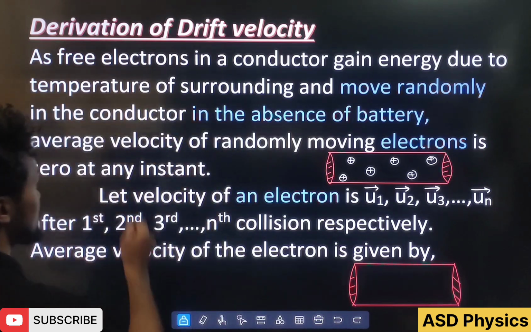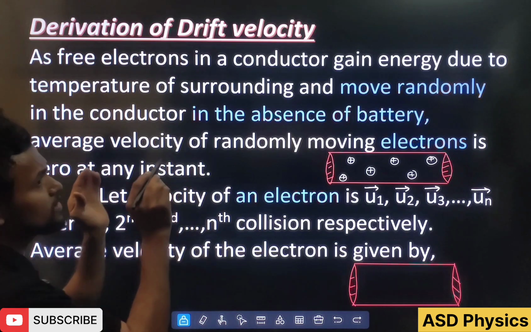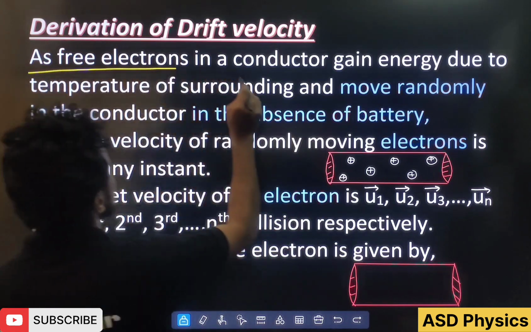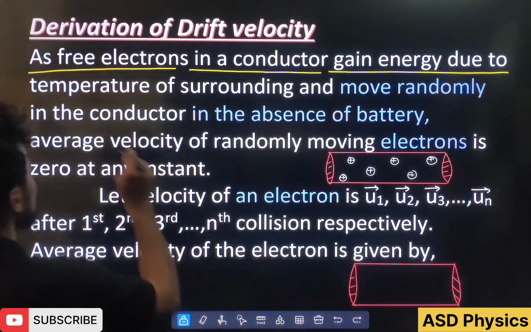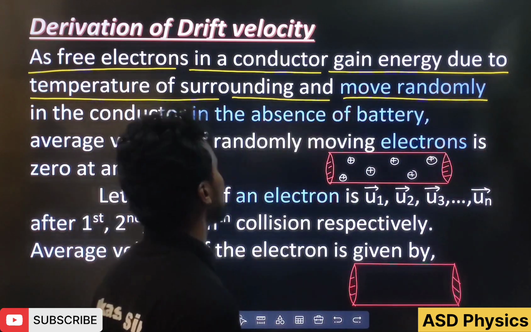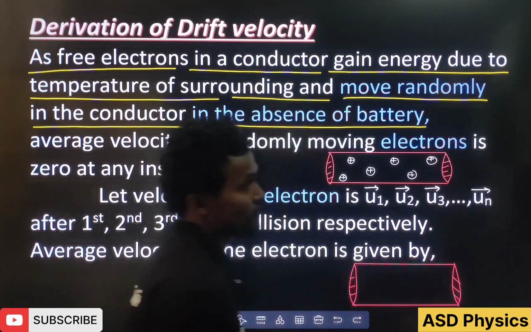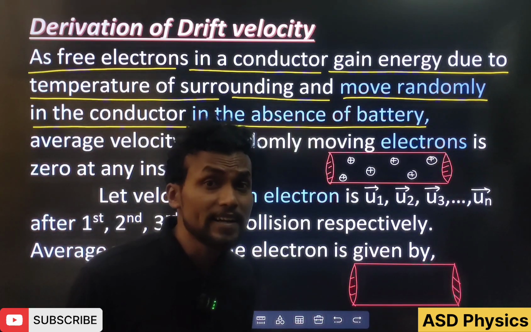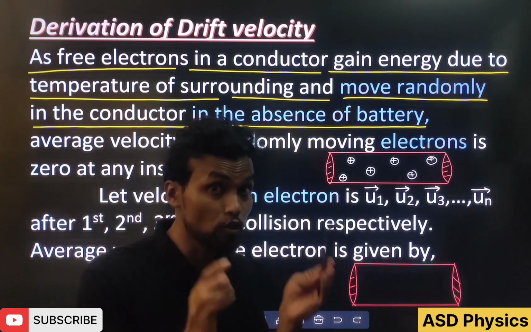See here students, under the derivation of the drift velocity, first we are going to see the case when the conductor is not connected to a battery. Free electrons in a conductor gain energy due to the temperature of the surroundings and move randomly in the conductor in the absence of a battery. Again I am telling you, when this conductor is at room temperature, free electrons will do which motion? Random motion.